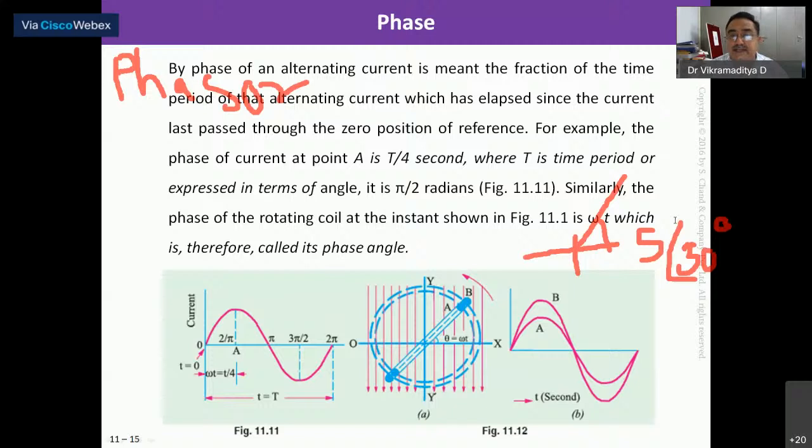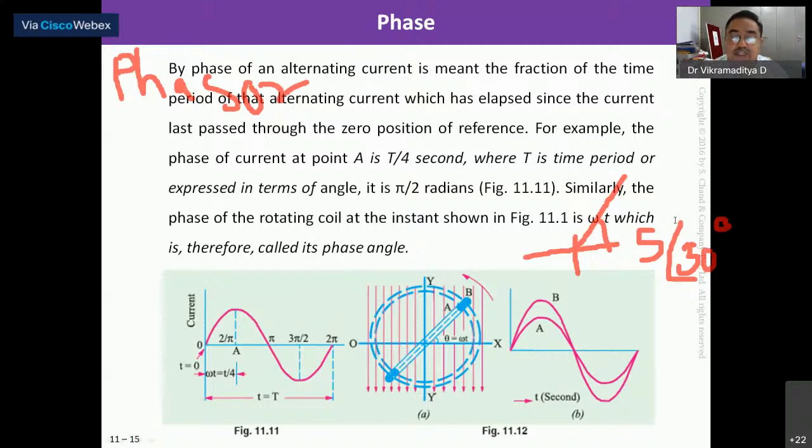Such electrical quantities, whose value continuously changes with time, are known as phasor quantities. All voltage, current in our AC circuits, even power, are phasor quantities. So from now onwards, we treat them as phasors. In a phasor, we will have a magnitude as well as an angle.